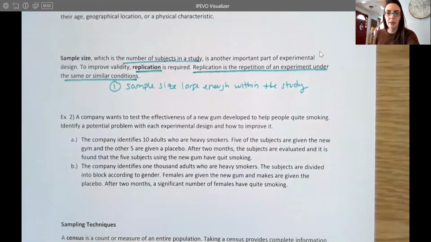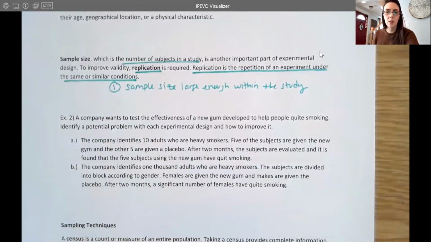So if you're doing an experiment, let's say we're trying out a new drug, and I only choose 10 people to be part of it, that's a very small sample. I'm only testing that drug 10 times. But if I choose 1,000 people to be part of it, I'm testing that drug 1,000 times. So I'm replicating that process more. So we want replication. We need to make sure that we are actually testing it on enough people.